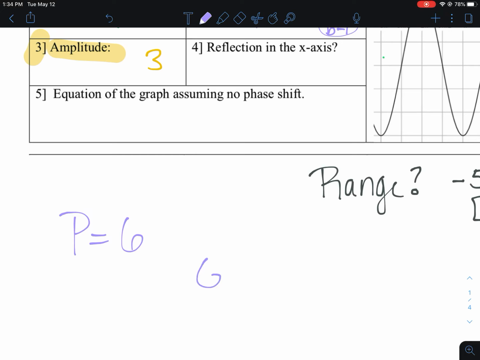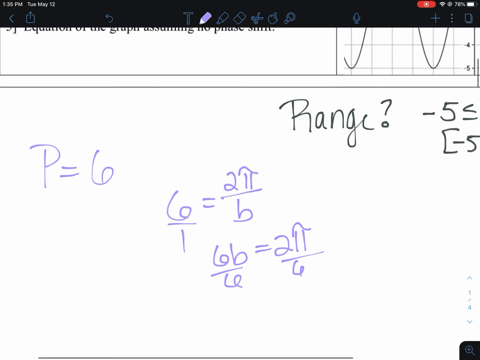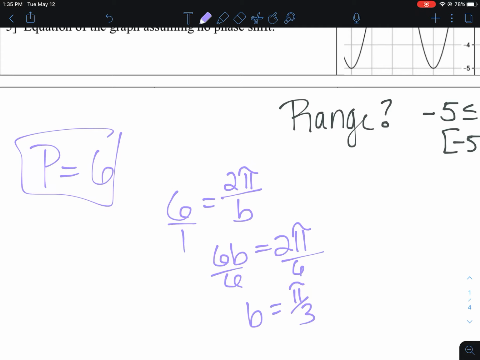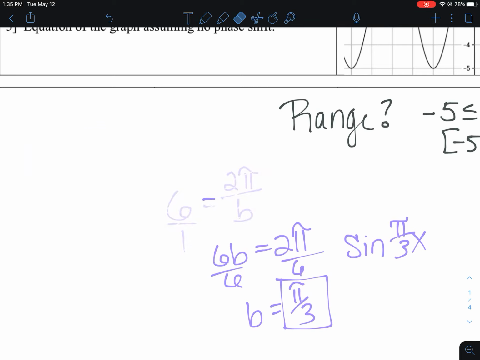Really quickly, let's say our period was equal to 6. All right, well then 6 would be equal to 2 pi over b. Cross multiply, 6b is equal to 2 pi, divide by 6. So b would be equal to pi over 3. Now I'm totally just making up that the period's equal to 6. I just want to show you what it looks like when the period isn't 2 pi. This is the number you'd have to put into your equation. So sine pi over 3x would be your equation to get a period of 6.